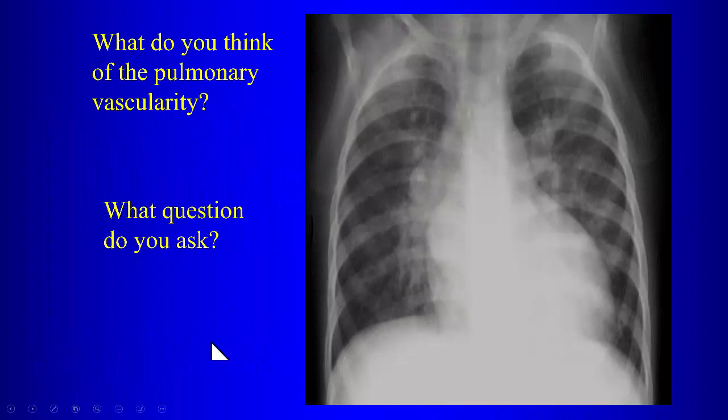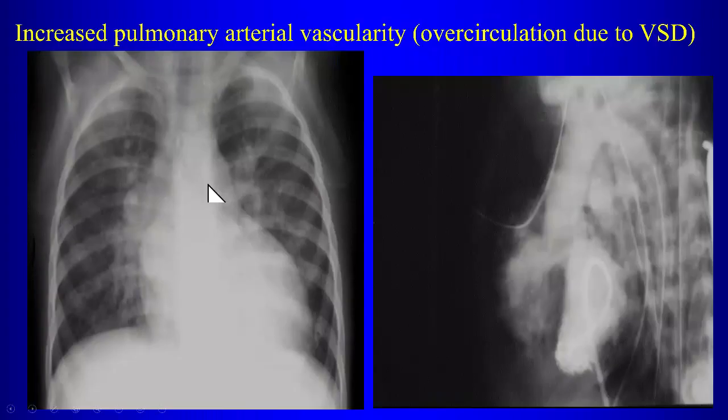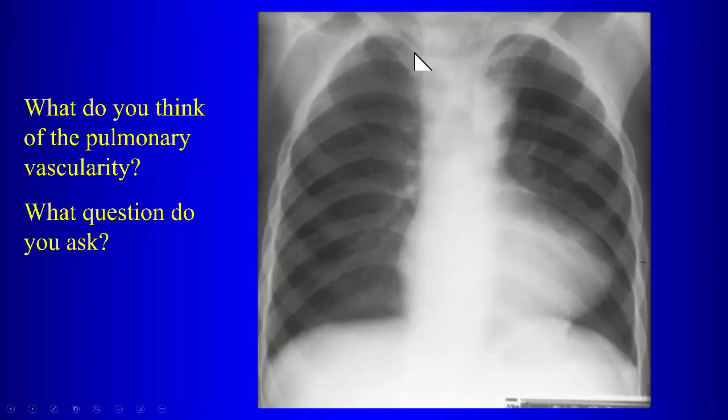Okay? All right, so we start with this case. So again, we're talking about congenital heart disease. We always start with the pulmonary vascularity. So when we look at this radiograph, what do we think of the pulmonary vascularity? Increased, right. So here it looks like we have increased pulmonary vascularity, big pulmonary arteries, stuff is going all the way out there through the periphery. What question do you ask? Cyanosis or not? Yes, the question you want to ask is, is the patient cyanotic or not cyanotic? Because that's going to determine what differential you use or what you do next. So here there's increased pulmonary vascularity, over circulation due to VSD. This patient was not cyanotic.